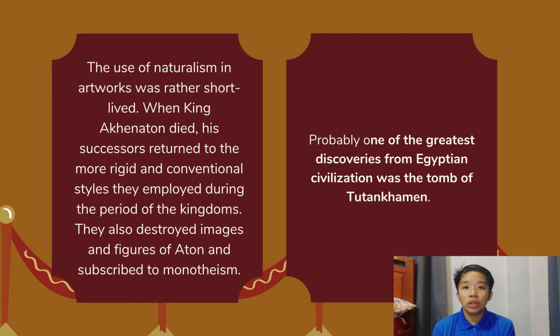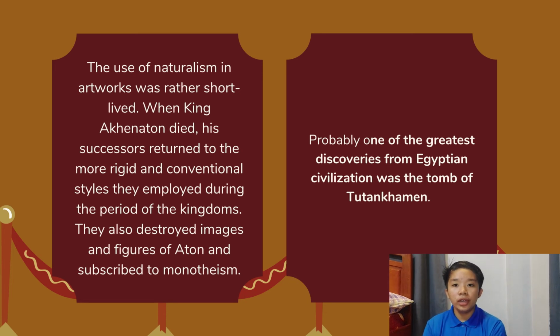When King Akhenaton died, his successors returned to the more rigid and conventional styles they employed during the period of the kingdoms. They also destroyed images and figures of Aton and subscribed to monotheism.